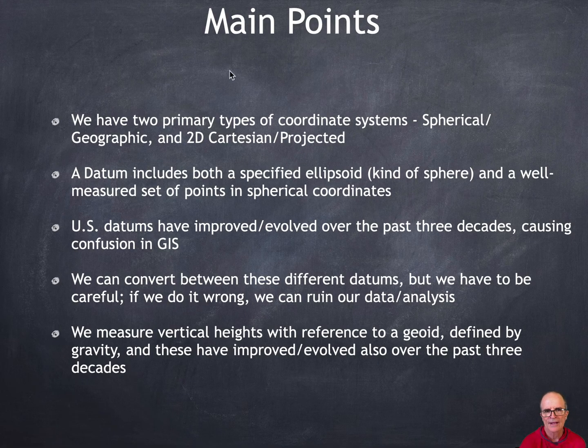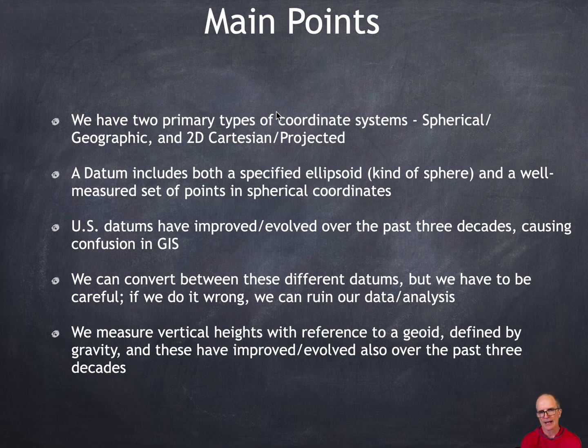Okay, again, to reiterate our main points, we have two primary types of coordinate systems, the spherical geographic and 2D Cartesian projective. For the spherical geographic, we have a datum that's an ellipsoid, a mathematical surface, and a well-measured set of points that goes with it. These datums have improved or changed through time in the past 3 decades. This can cause confusion in the GIS. You always want to use the latest version if you can.